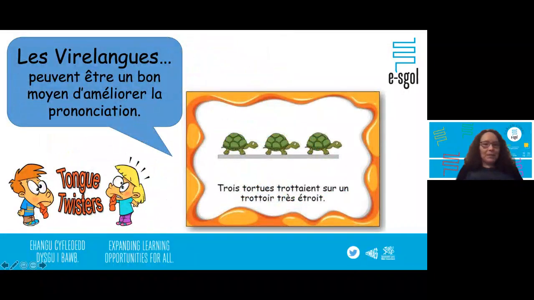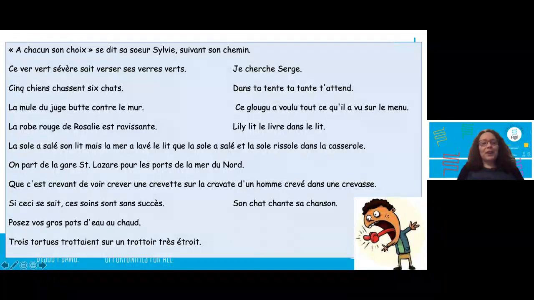And then just for a bit of fun, les virelangues are tongue twisters. Ils peuvent être un bon moyen d'améliorer la prononciation. Okay, so there are a few fun ones here. I don't know if you've had a practice, if you watched the video. So for example, je cherche Serge. And if you practice, you can get quicker and quicker. Je cherche Serge. And it's a real tongue twister, they're quite fun.